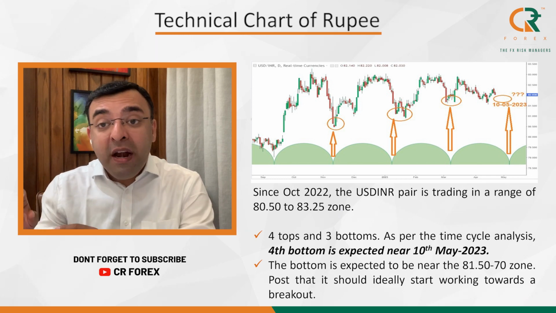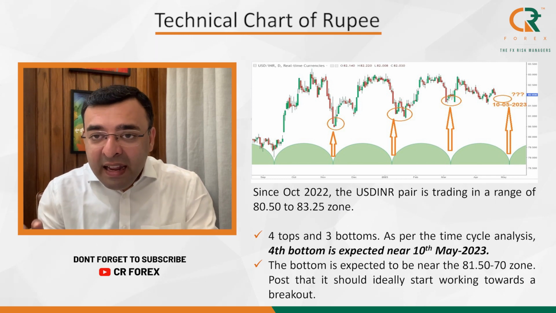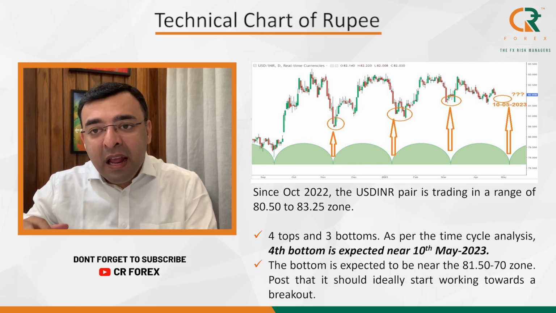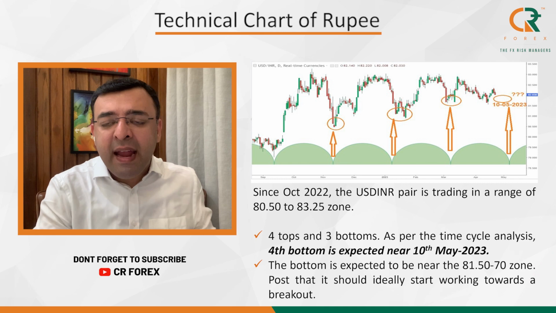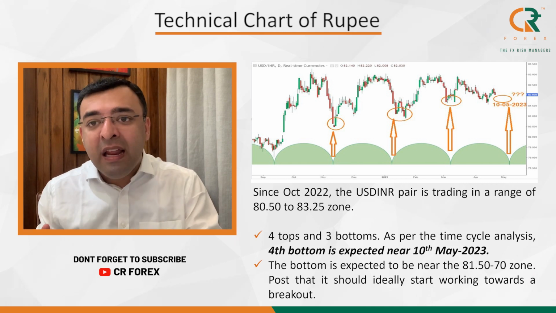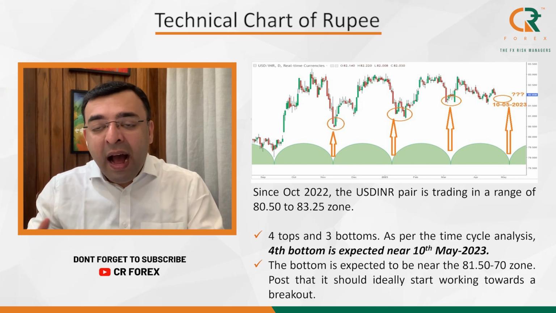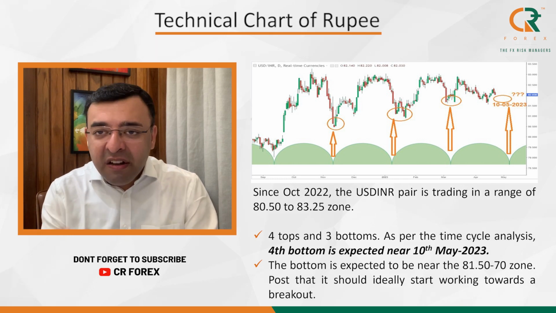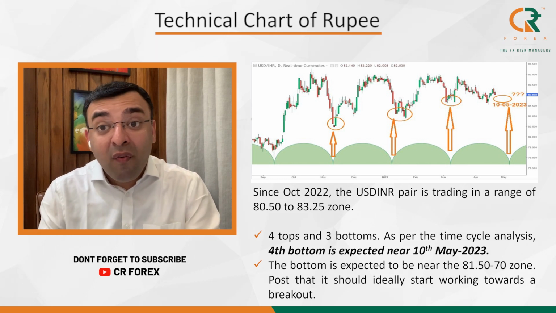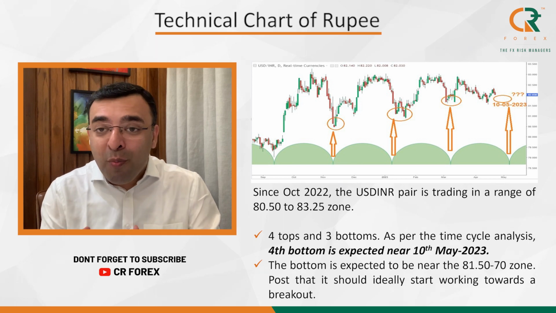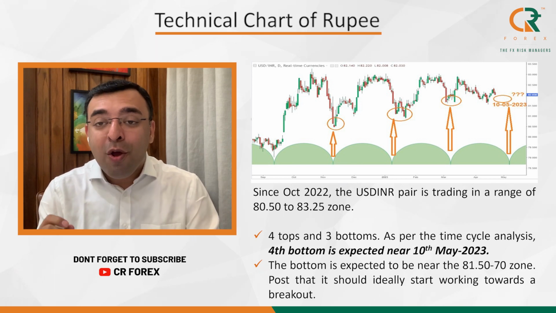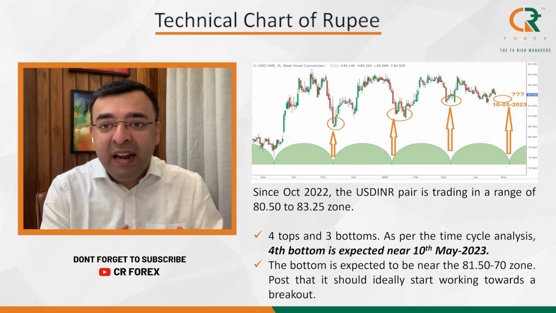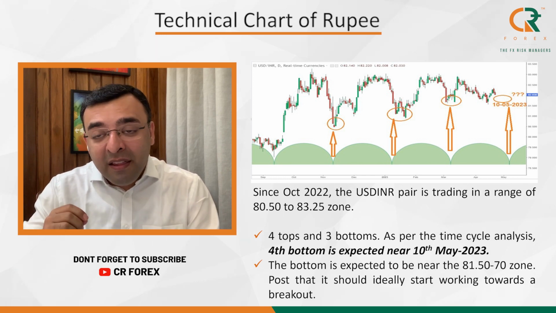And now on 10th May, the chart is indicating, based on time and event analysis, that the pair can take a support between 81.50 and 81.70, and ideally it should start moving higher towards the 83 level. An interesting point to note is that the Fed meeting is also between 3rd and 4th May. So look closely between the 1st and 2nd week of May, as the currency can move higher.